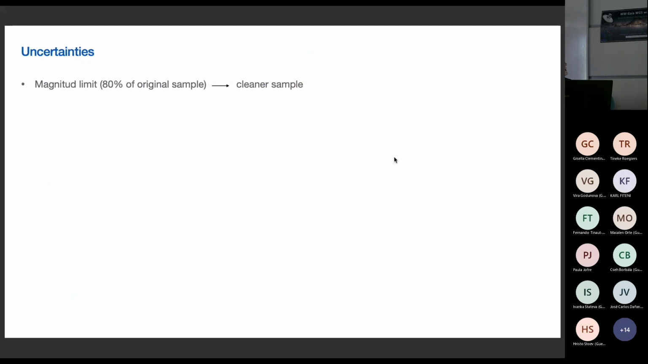However, we are aware that our analysis could still have some uncertainties. For example, we are not covering all the magnitudes that we have at our disposal from Gaia, but we are just taking 80% of the original sample.